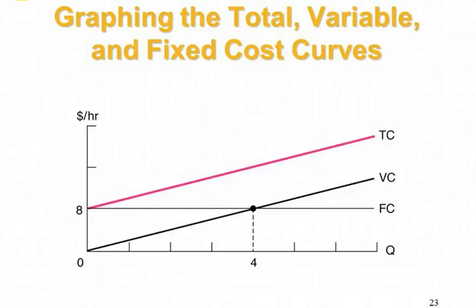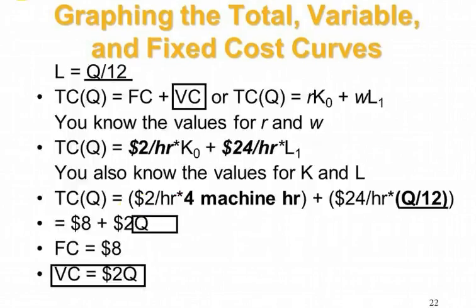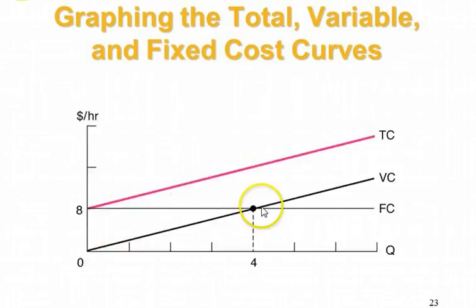So if we could graph this information, we could graph 2Q and we can graph $8. See, $8 is just a straight line, meaning as Q increases, it doesn't affect fixed cost, which always stays at 8. But variable cost changes. It's 2 times Q. So the slope of this line is 2. As you increase output, variable costs increase by 2.